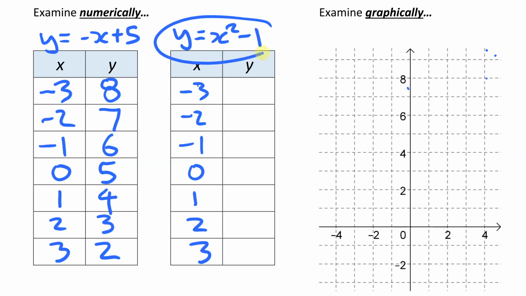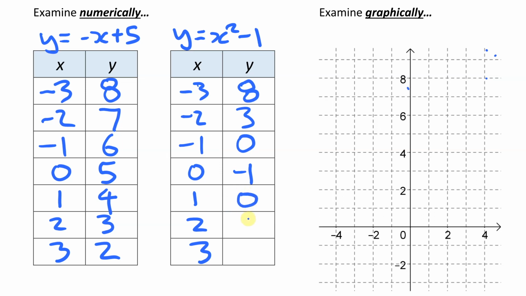For the second one here, this says square the x value and then subtract 1. And if we do that, we actually don't even have to worry about whether the value is positive or negative, because when you square it, it becomes positive. Negative 3 squared is 9, minus 1 is 8. Negative 2 squared is 4, minus 1 is 3. Negative 1 squared, 1, minus 1 is 0. 0 squared minus 1 is minus 1. 1 squared minus 1 is 0. And you also see a pattern there. You're going to see these values repeat.